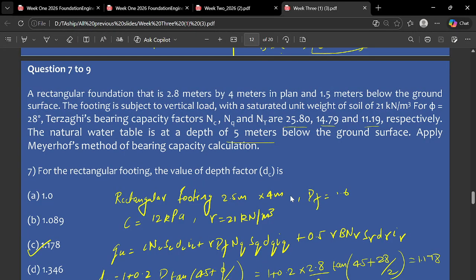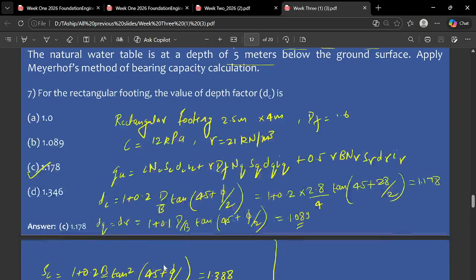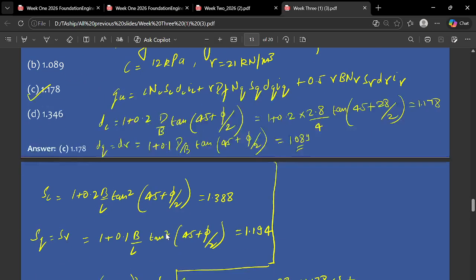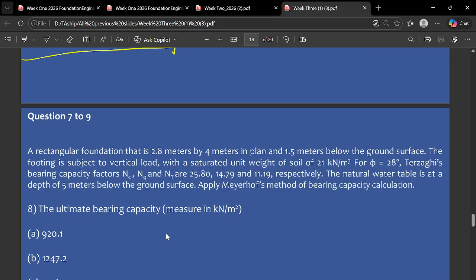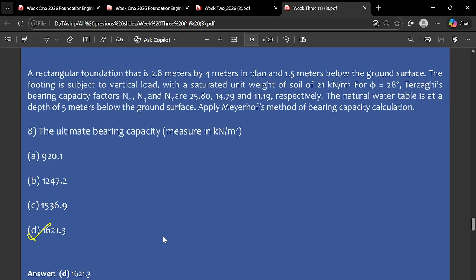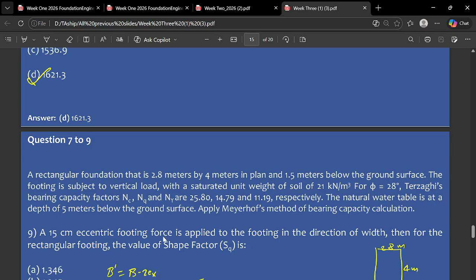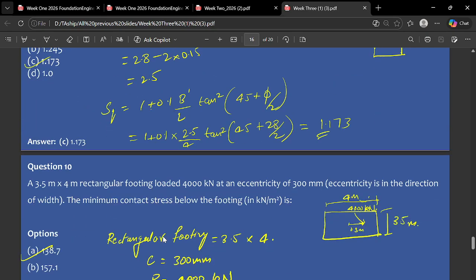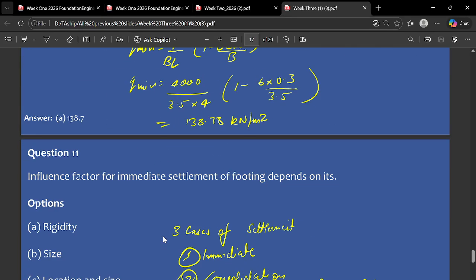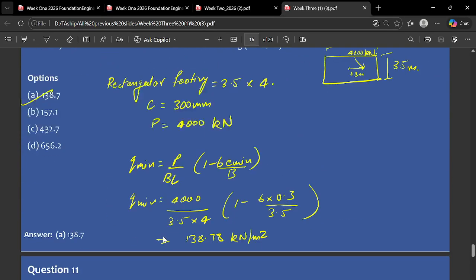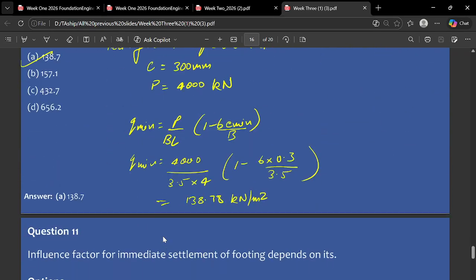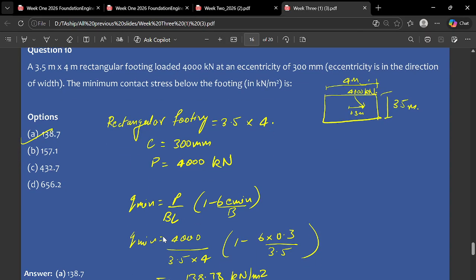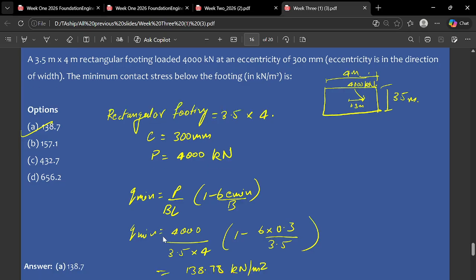These are some of the corrections which you apply to get the corrected bearing capacity. Then these are some of the questions based on the ultimate bearing capacity when your groundwater table is included, and when the shape of the footing is different. And also in the case when your loading is eccentric, how to take into account the maximum bearing capacity or the minimum bearing capacity.